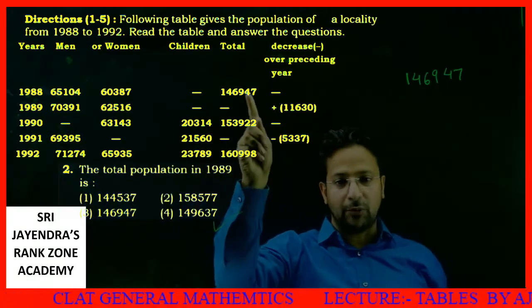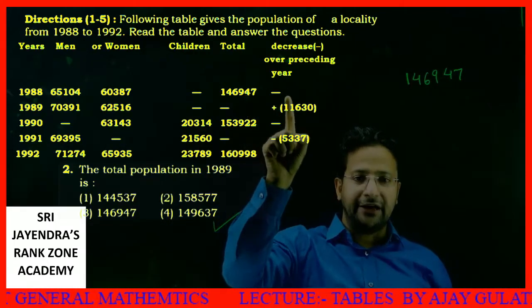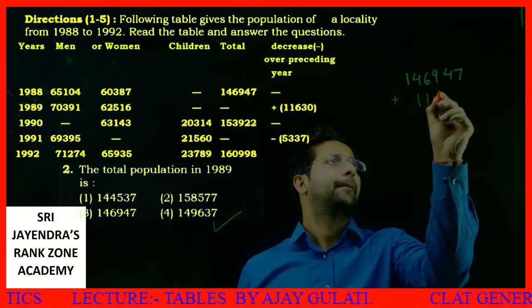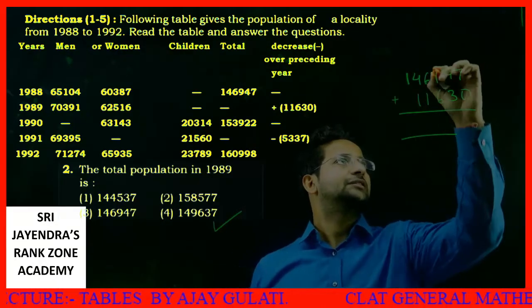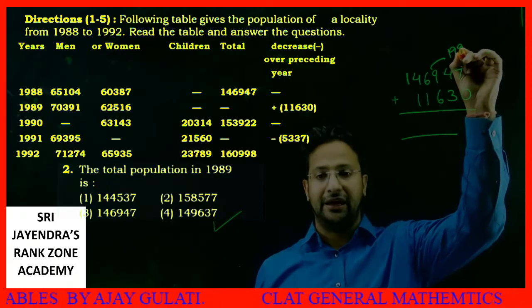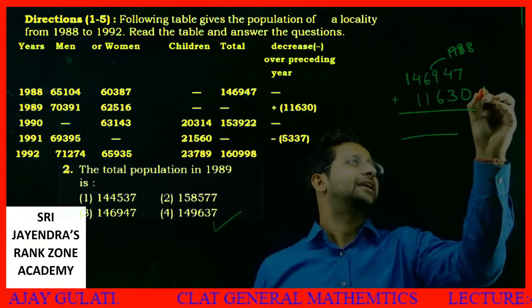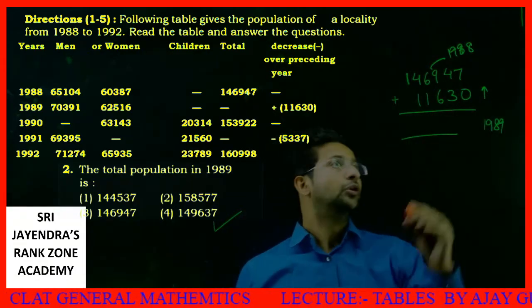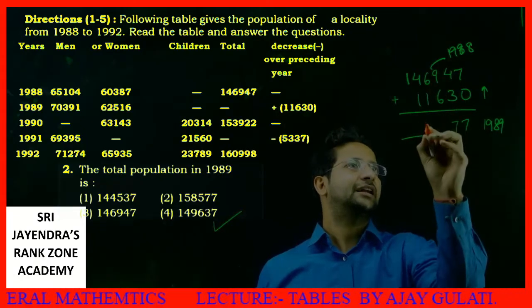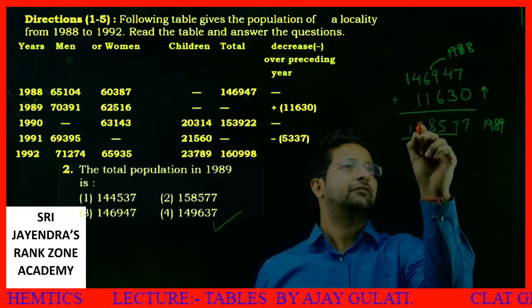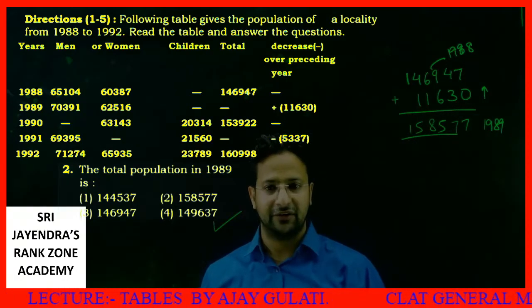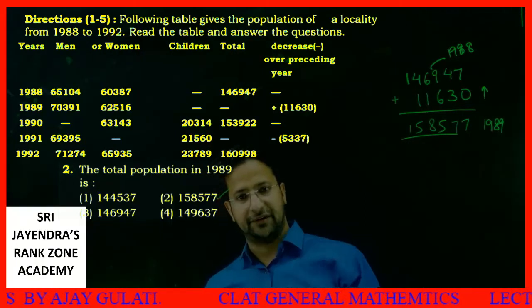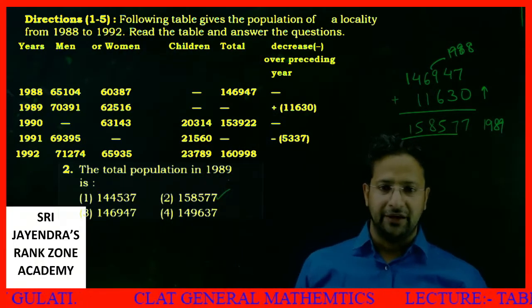146947. This is the population in 1988. And in the right column, we see this much is the increase. How much is the increase? 11,630. This is the population in 1988, and this is the increase. So the population in 1989 will be, just add these two. It is 158577. Do we have any option? Yes, we have an option number, this is our answer.